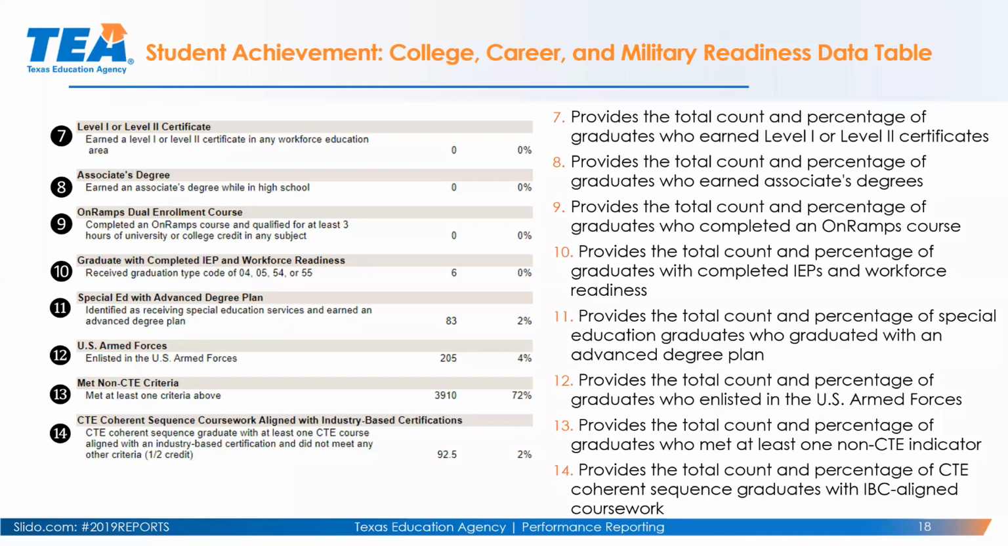The last one is section 14, which is CTE coherent sequence coursework. This would be for a graduate that completed none of the above indicators, but did take coursework that's aligned with an industry-based certification. So if the graduate did none of the indicators above, but took CTE coherent sequence coursework, they are awarded half a point of credit, which is why this indicator has 0.5 in the numerator.